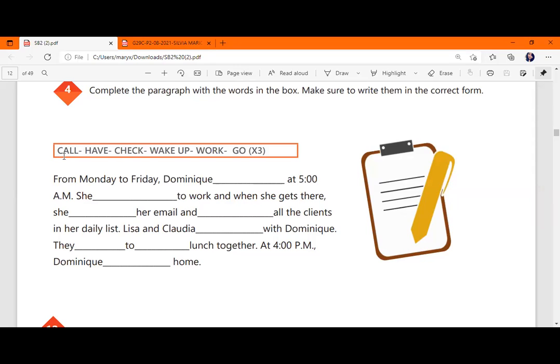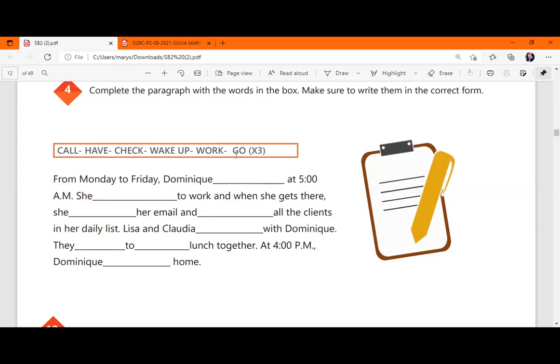I want you to complete this with this verb. We have the verbs call, have, check, wake up, work, and go, right? The word go you're going to use it three times, right? La palabra go, debemos utilizar tres veces, right? So let's try to finish this exercise right now, right? Remember that you're using simple present.